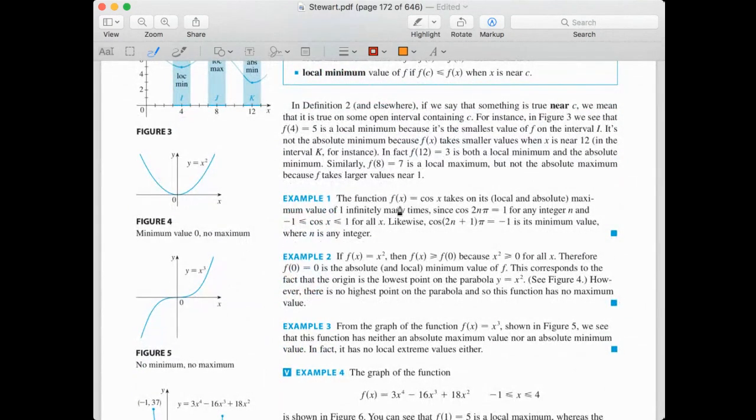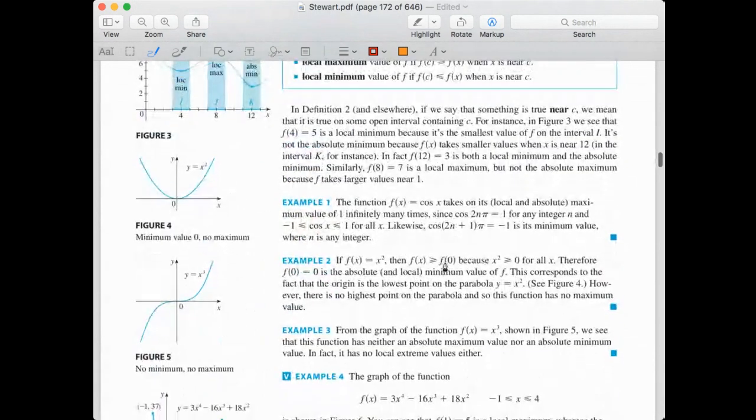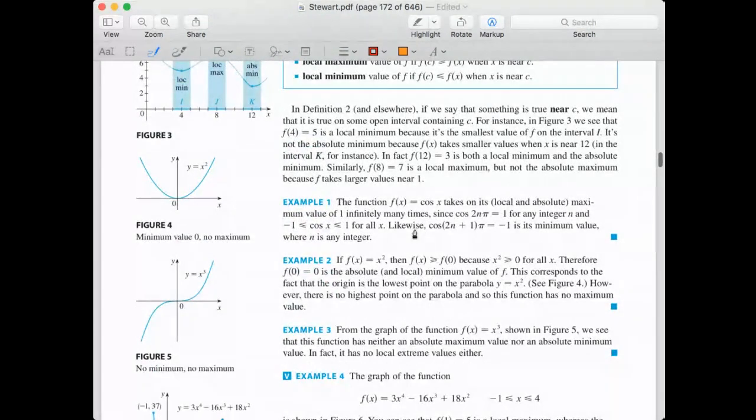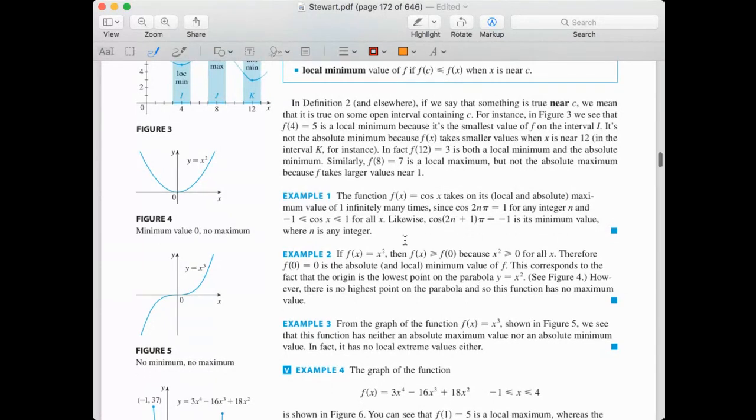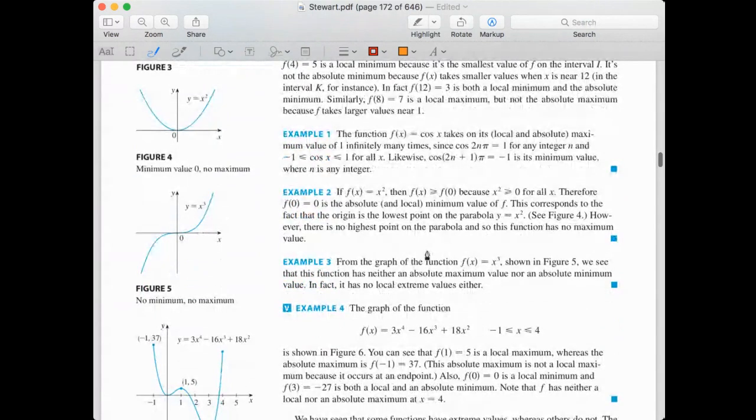Let's see example 1. The function f of x equals cosine x takes on its local and absolute maximum and minimum, right? 1, -1. Of course, we know that. Since the cosine of 2nπ, n is an integer number, is 1, and cosine of odd multiples of π is -1, so on and so forth. So cosine of this is a minimum value. Okay, that doesn't say anything.